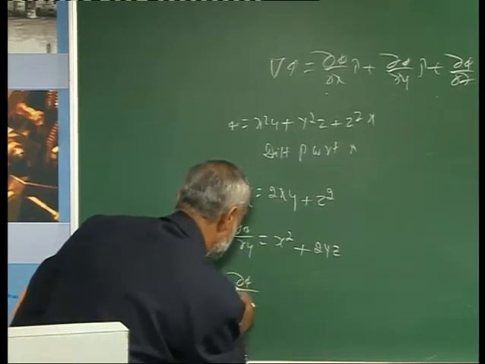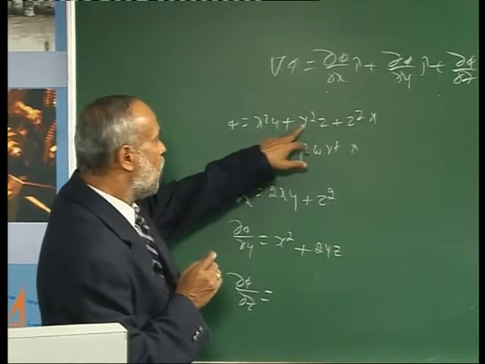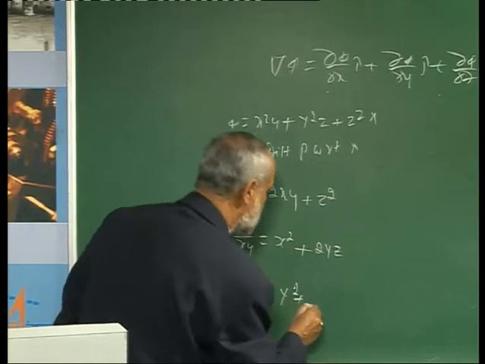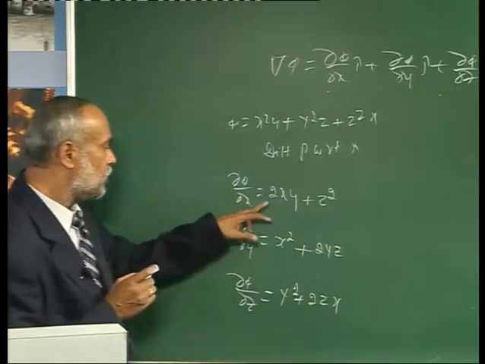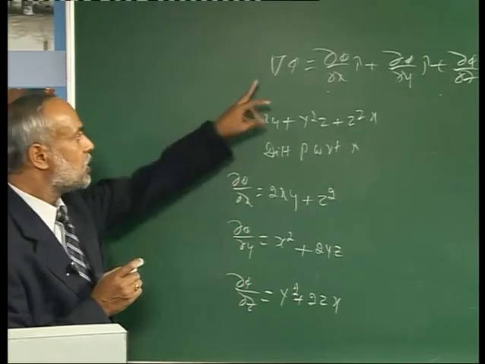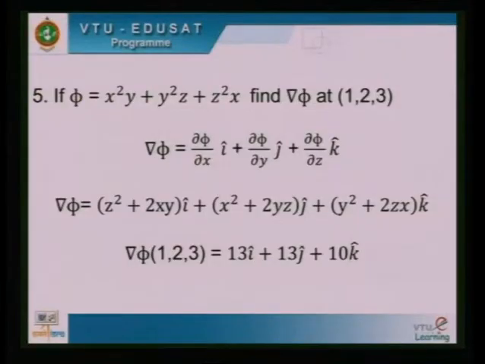Then similarly, dou phi by dou z is equal to x squared y is 0, y squared z is y squared, plus z square x means 2z into x. This is dou phi by dou x value, dou phi by dou y value, dou phi by dou z value. Now you can substitute in the formula. Then gradient of phi equals z square plus 2xy into i cap plus x squared plus 2yz into j cap plus y squared plus 2zx into k cap.